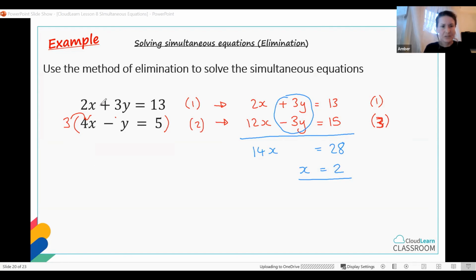Substitute that in. I'm going to choose equation 1. Sub that into equation 1. We have got 2 times 2 plus 3y is equal to 13. That's 4 plus 3y is equal to 13. And then yes, here we're going to subtract the 4 from both sides, which is the step I sort of skipped out last time. Apologies for that. 3y is equal to 9, and so y is equal to 3. I'm running out of space, but there we go.